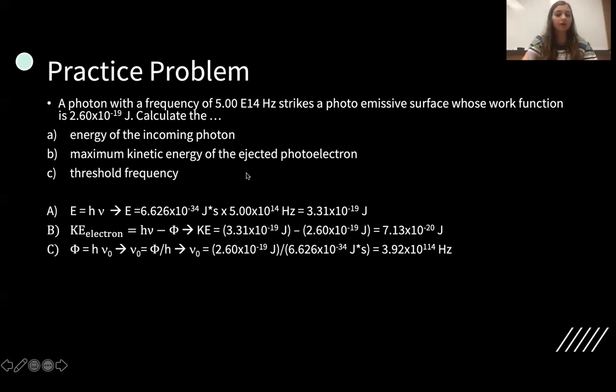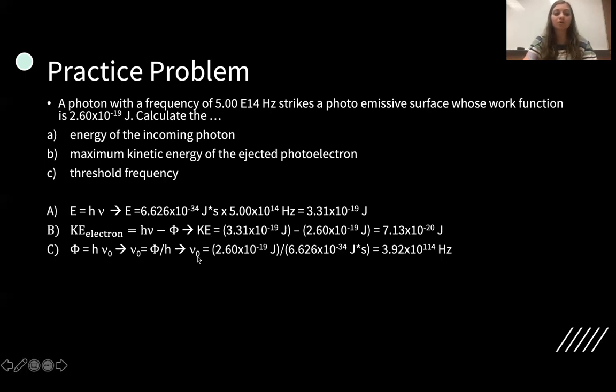Okay, and our third question is the threshold frequency, and we need to calculate it. So we need to relate it to an equation with the threshold frequency, and the best one to use is the work function equals Planck's constant times the threshold frequency, because we have the work function and that's just a constant. So we solve our equation for the threshold frequency, and just dividing by Planck's constant, we get the threshold frequency equals the work function divided by Planck's constant.